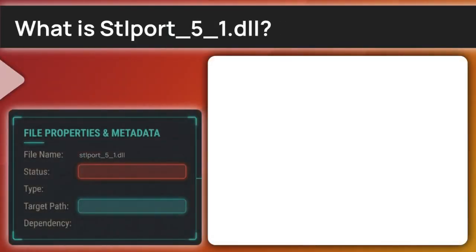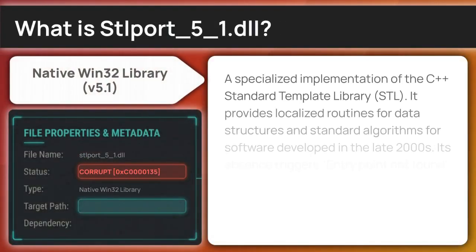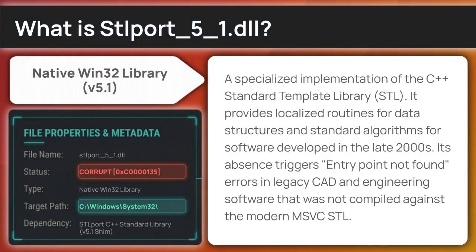This is the STLport version 5.1, a specialized implementation of the C++ Standard Template Library as an STL. It provides localized routines for data structures and standard algorithms for software developed in the late 2000s. Its absence triggers entry point not found errors in legacy CAD and engineering software that was not compiled against the modern MSVC STL. With that context in mind, our first logical step is a clean reinstallation.